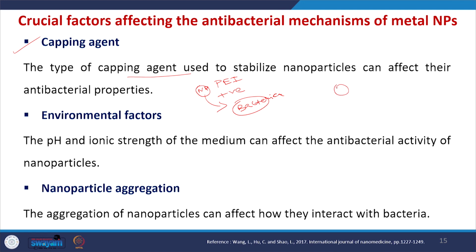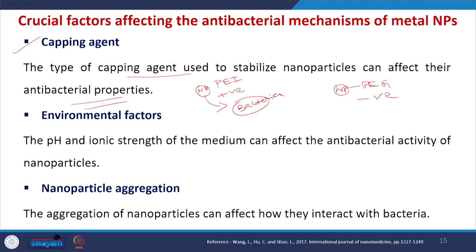And if you are coating the nanoparticle with PEG, so it has the negative charge. So, based on your capping agent or the coating agent, the antibacterial properties will also vary. And the next one is environmental factors.